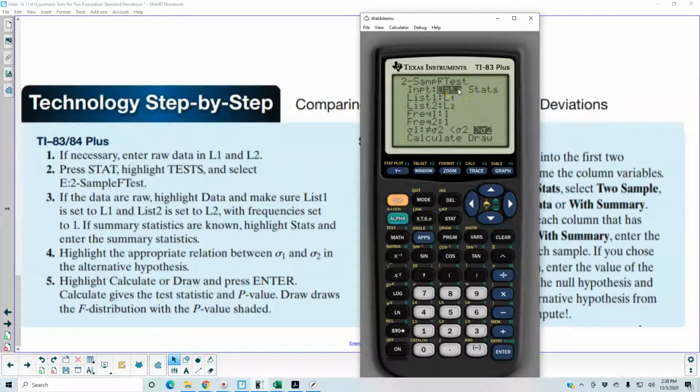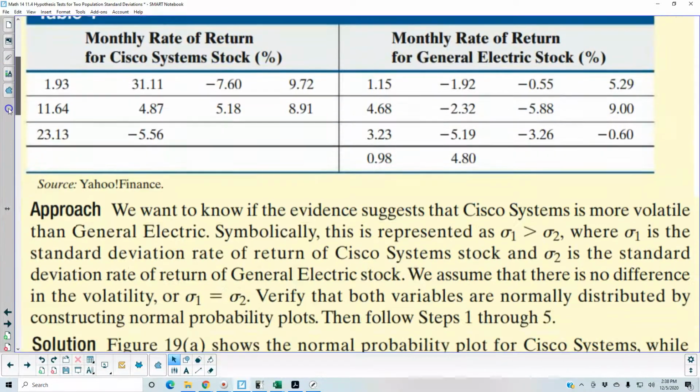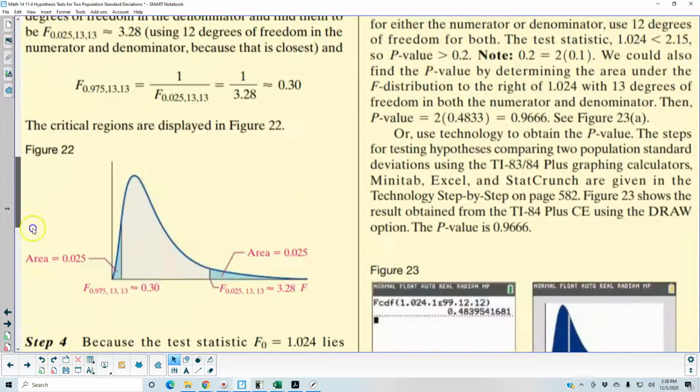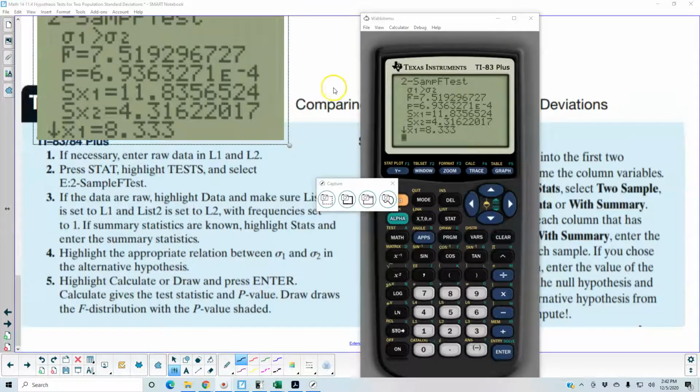Now, because we put in data, we're going to use data. And so list 1 is in column 1, so that's where L1 is. And then there's L2, and then we're going to keep the frequencies both at 1. And then if we go back to this particular problem, we can see that the alternative is the greater than symbol. So we want to make sure on our calculator that we have it highlighted over here at the greater than symbol. So let's go ahead and select Calculate.